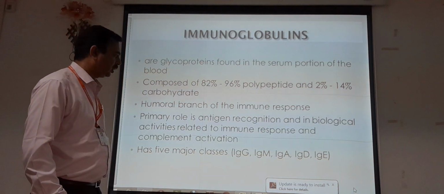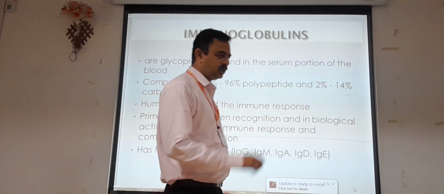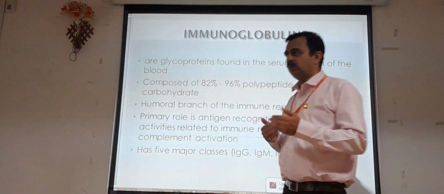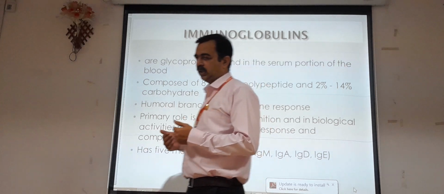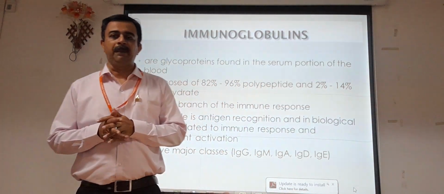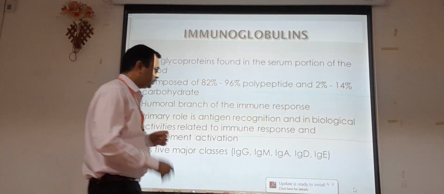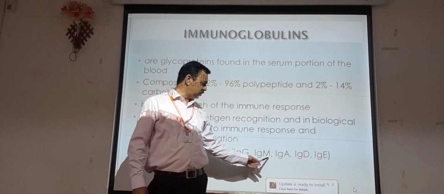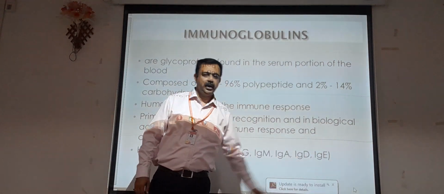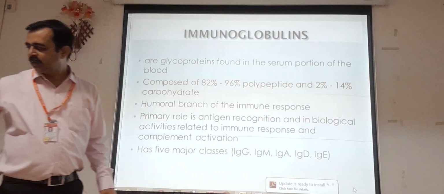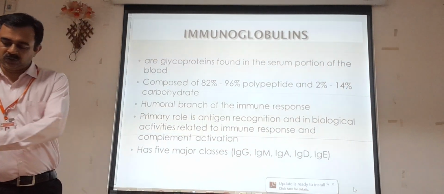It has 5 major classes. Whenever there is an infection inside the human body and whenever there is an interaction of the antigen and antibody, then and only then a positive immunological response can be mounted. So 5 different types of immunoglobulins are there: IgG, IgM, IgA, IgD and IgE. So what are their functions and all? We are also going to deal with the same part. Next.